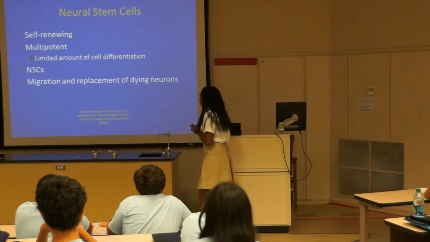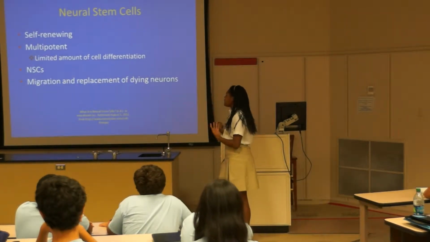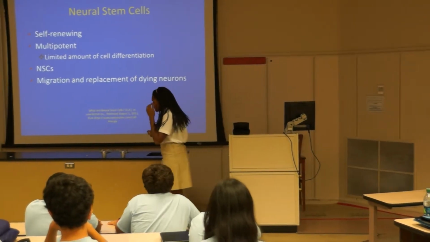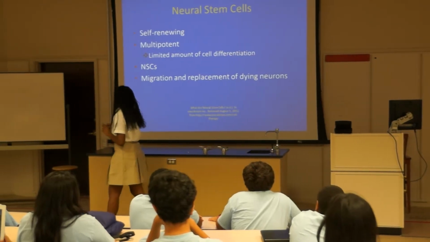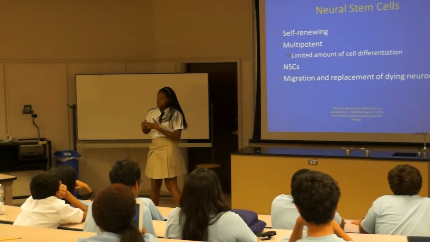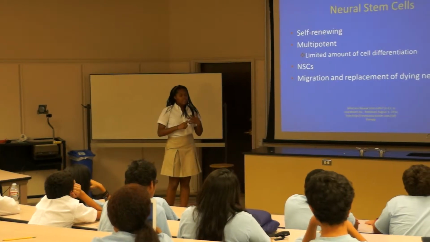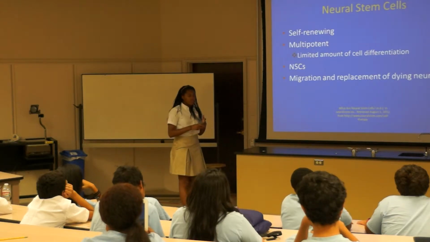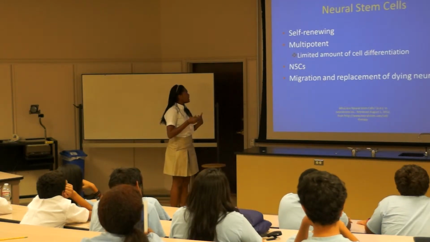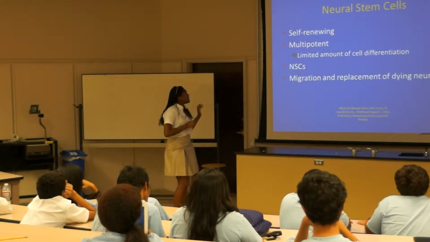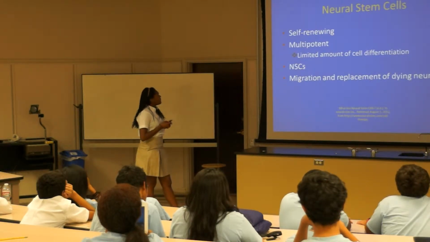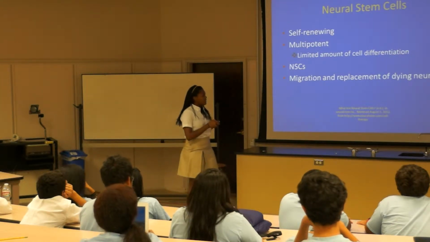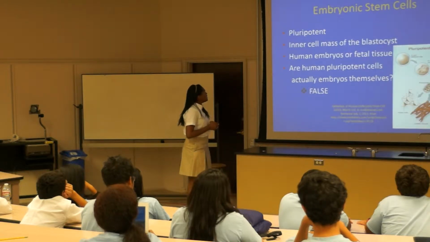So there are two main types of stem cells, and they're neural and embryonic. This slide is on neural. Neural stem cells are self-renewing and multipotent, which means that they can only turn into a limited amount of cells. So if you want to change it into a blood cell, it can only turn into that cell. It can't turn into anything else. The abbreviation for it is NSC, and when you inject it into a site, it migrates and replaces the dying neurons or any cell that needs to be replaced.